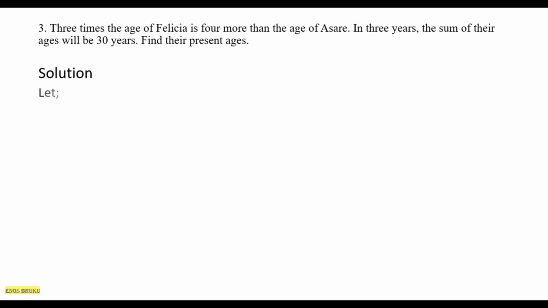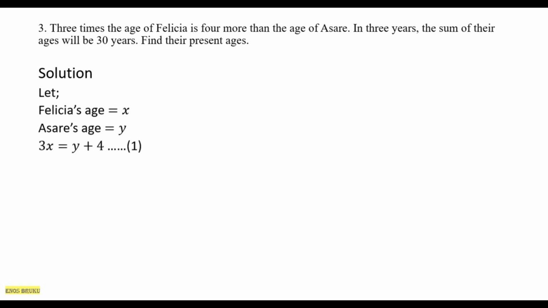Solution. So we can say let Felicia's age be equal to x. Let's represent Felicia's age by x because we don't know Felicia's age. And then let's represent Asare's age by y because we don't know Asare's age as well.